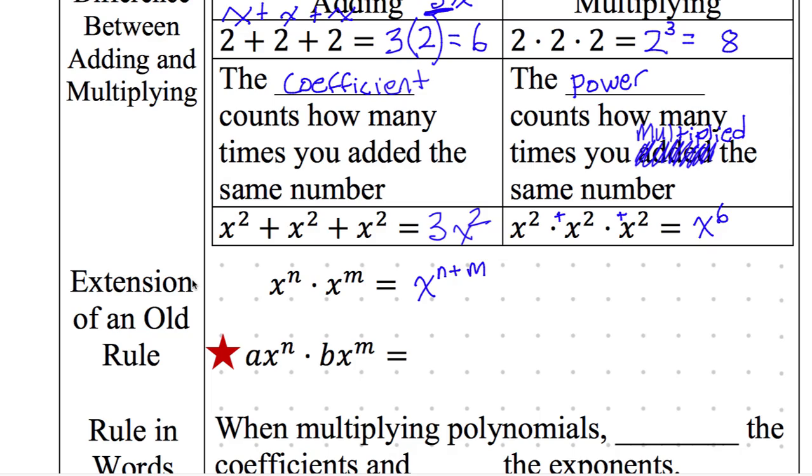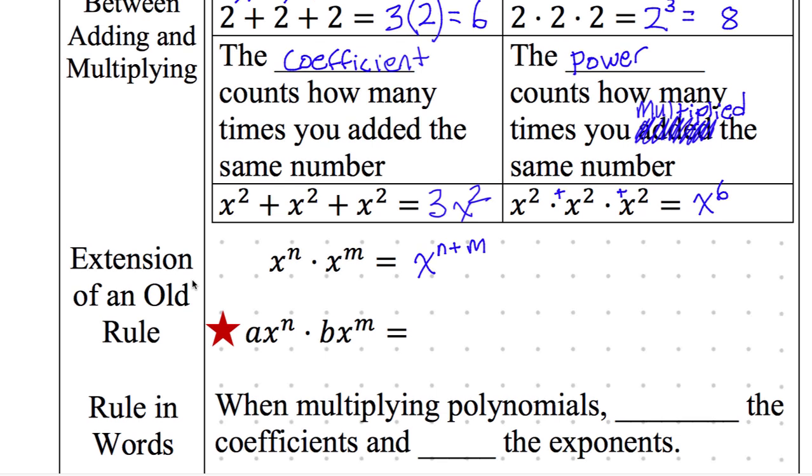All right, I have quite a few participation cards in already. So this is going to be our extension on that old rule. Now I'm going to have a coefficient in front of that x to the power of n, and a different coefficient in front of that x to the power of m. So what is going to happen here? This is going to be the rule that you're going to be using over and over again for the next 3 days and technically the rest of the year. Super important rule. How does that change? Anyone want to take a stab at it?